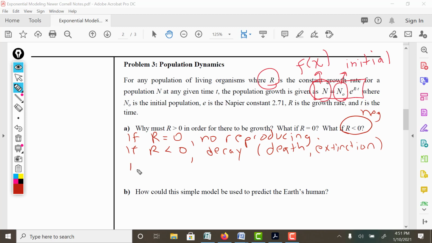Why must R be greater than 0 if I want growth? Because that makes it positive, right? And if it's positive, then we do have a population growth. Now that's for this model. We will revisit the other model from before, the other exponential model, the basic one, and show you how the growth rate is affected there.